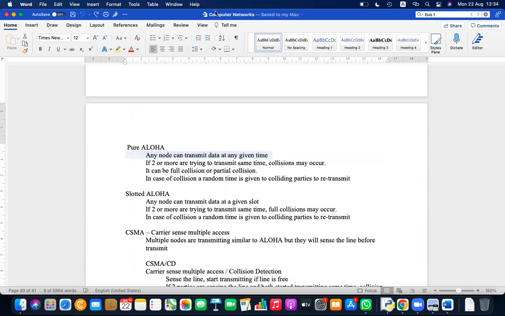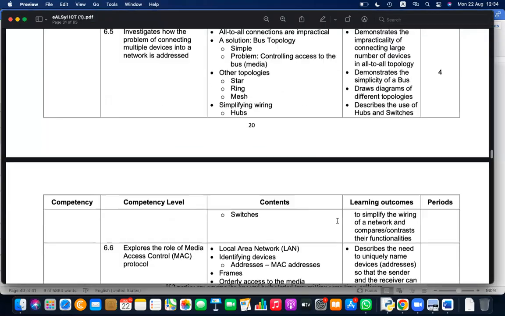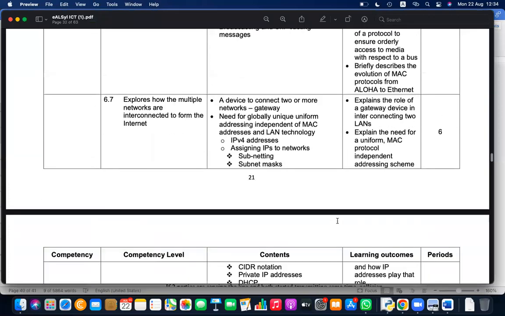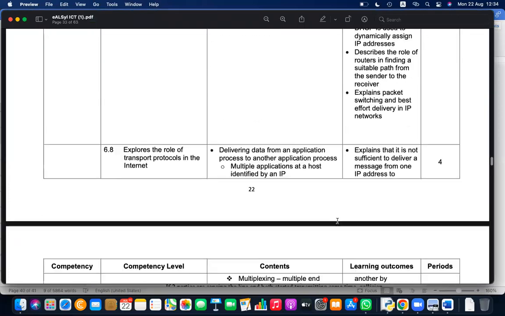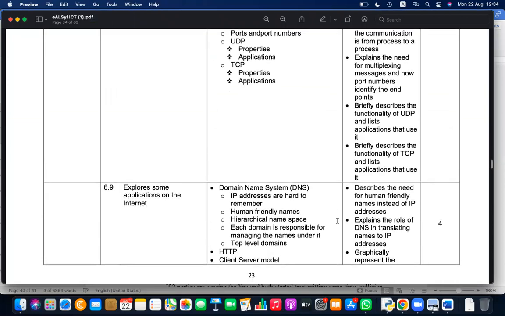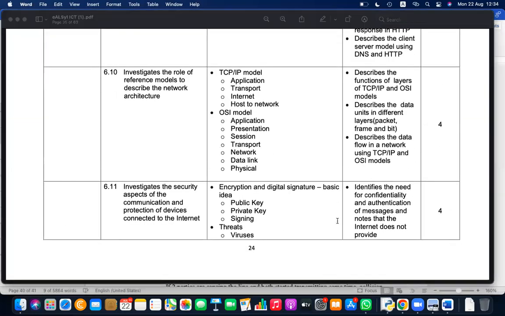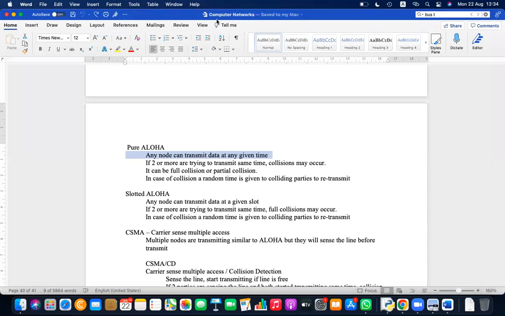Let's go through these things very quickly. Then this part is over. That is why I'm trying to finish this, because next day we can discuss the calculation parts related to addressing and all. I can hear some noise, I think.